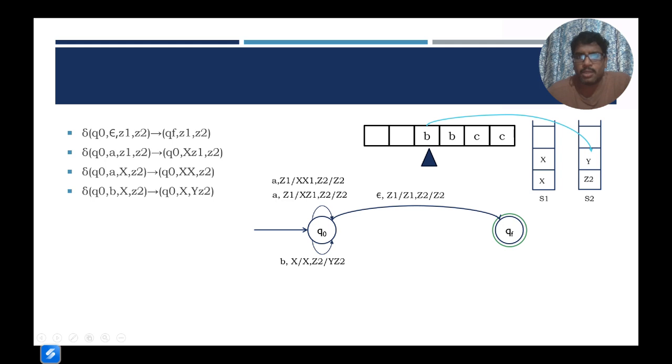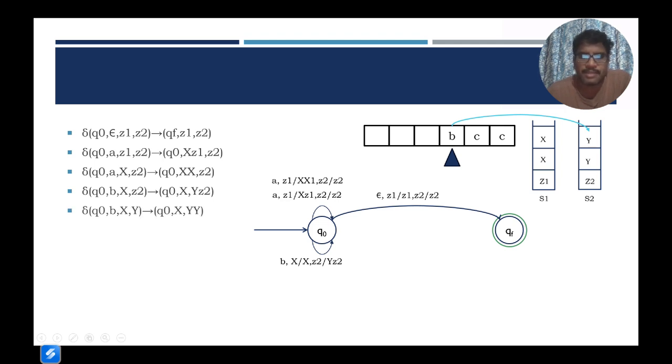Here now the header will move to the next b. Now the header is reading the b. The transition is delta q naught comma b comma x comma y. Y means here the top of the stack is y, so the b is converted into y and placed on the top of the stack. So q0 comma x comma xy. Clear? Now the header will move to the next, reading the c value.